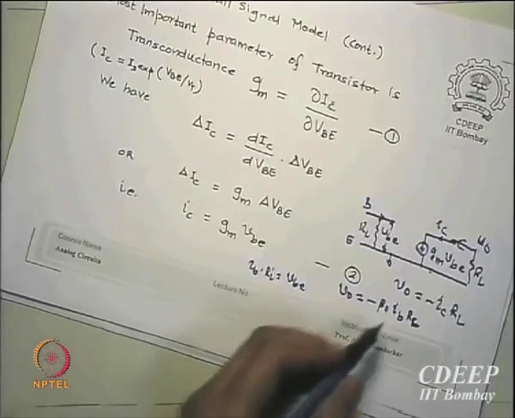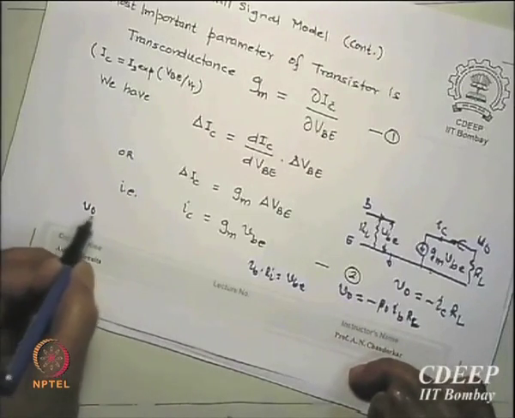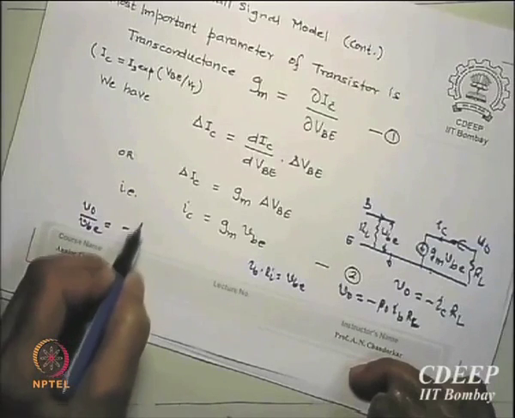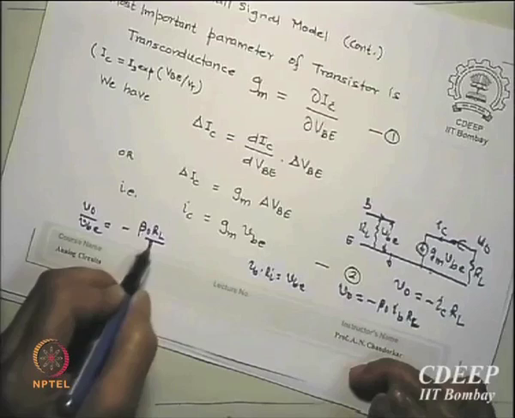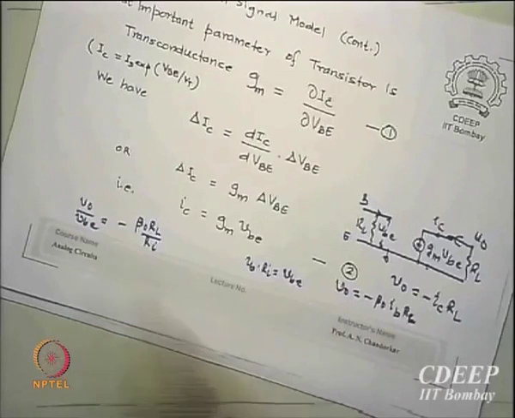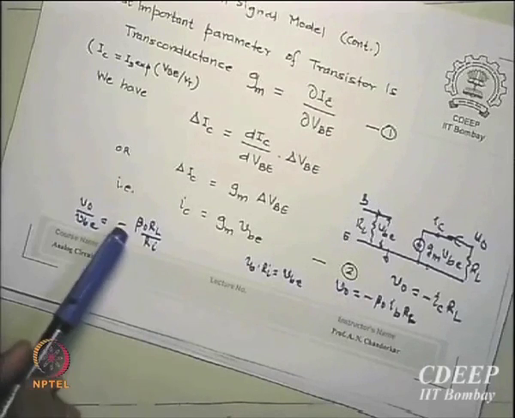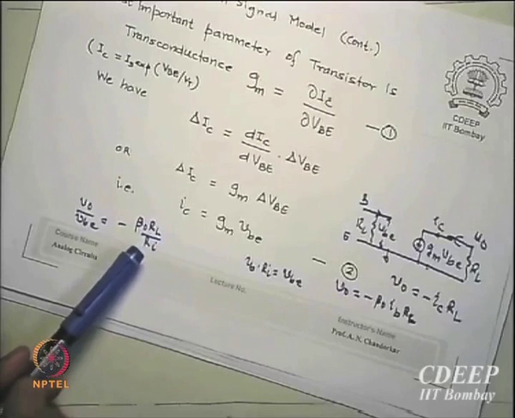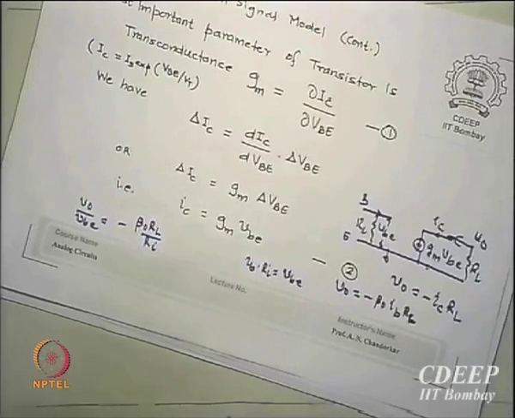So, if I substitute here, I can get V0 by VBE is equal to minus beta 0 RL by RI. Is that okay? Just substitute IB from here and collect the terms. And what is V0 by VBE? It is the AC gain, is that correct? So, a transistor has amplified your input voltage to an output voltage V0 and it can be evaluated. If I know the beta of a transistor, the load I have substituted, and my input resistance. Is that clear?